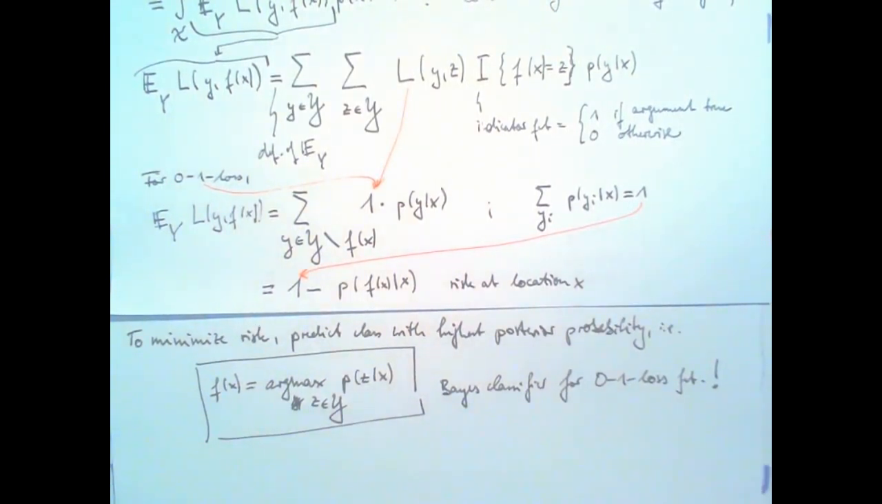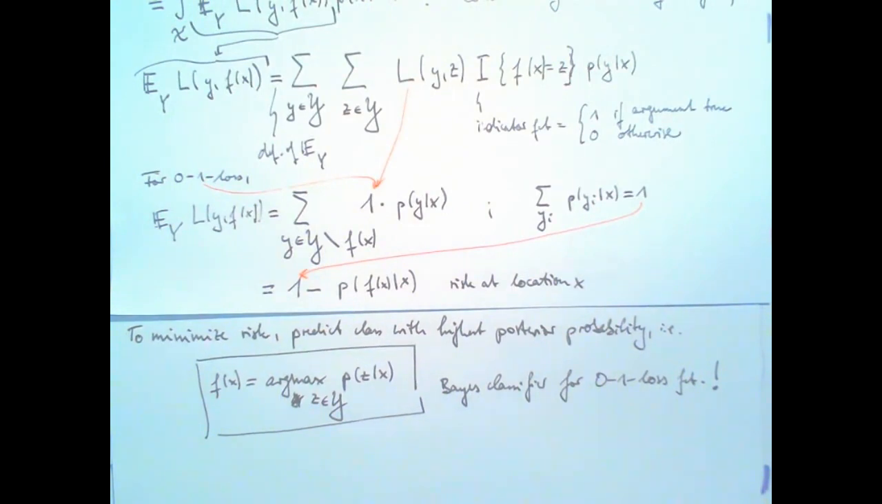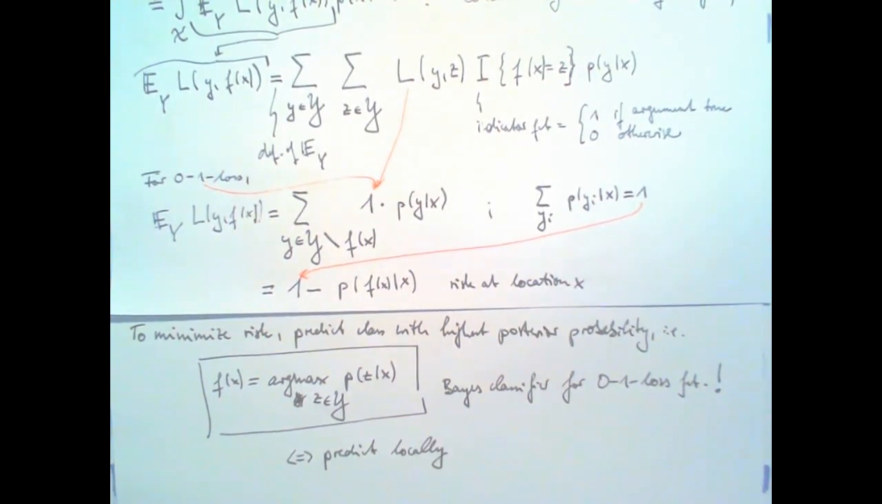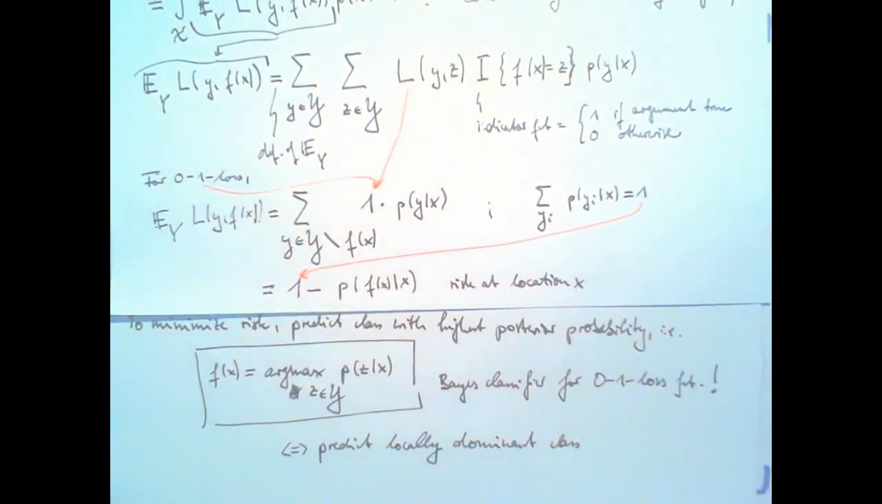Okay, so that's a beautiful result. It tells us that we should predict the locally dominant class, which is in line with our intuition, I would say. And it tells us that if we do that, this is the best possible strategy there is. So we cannot do better than this.